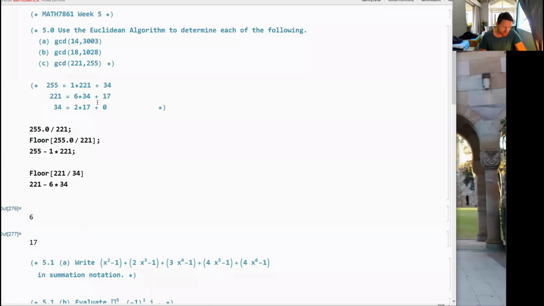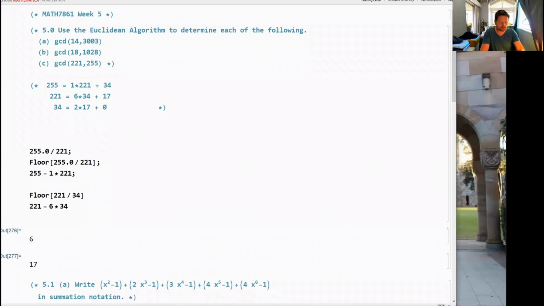So here the greatest common divisor of 221 and 255 is this number right here, 17. It's the last remainder above the 0, so this one. I'll just write that here. This is equal to 17. And that completes that calculation, which was fairly easy. Okay, how are we going? Any questions on this?